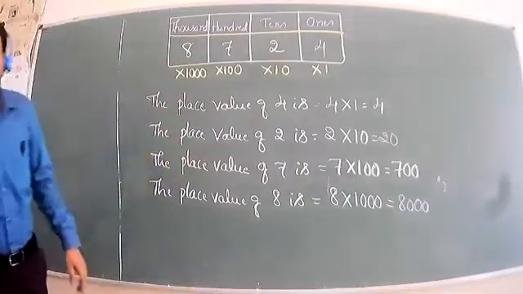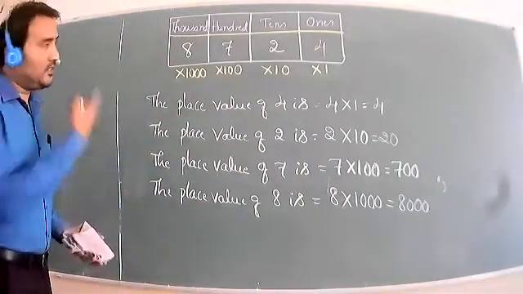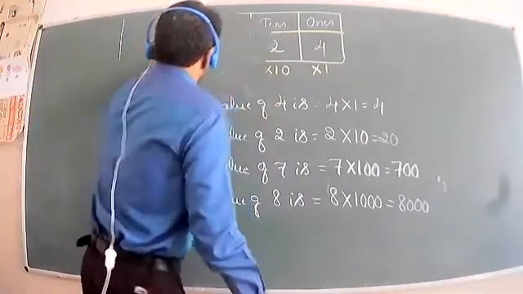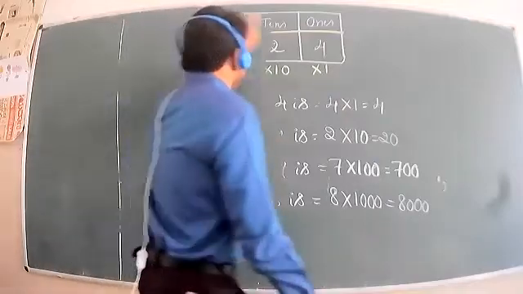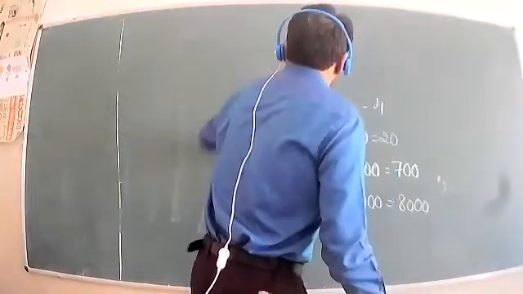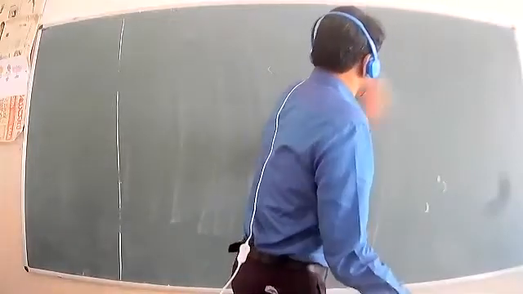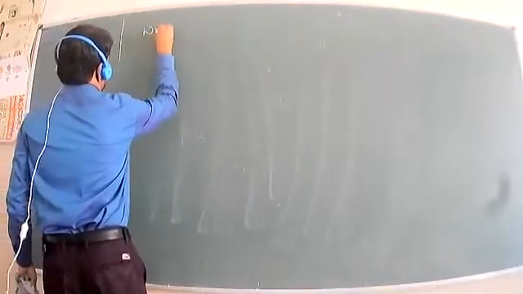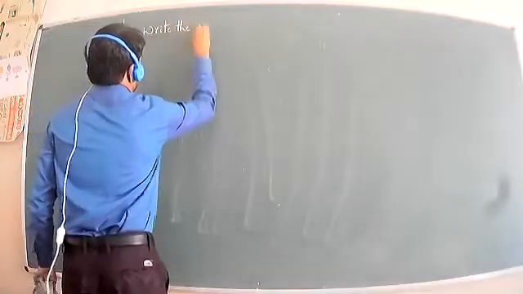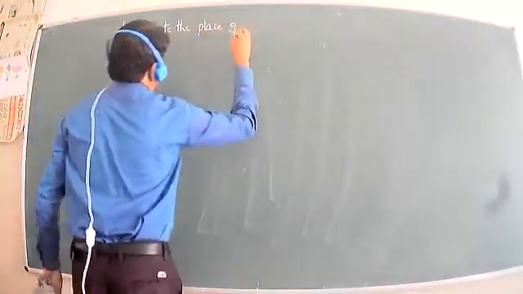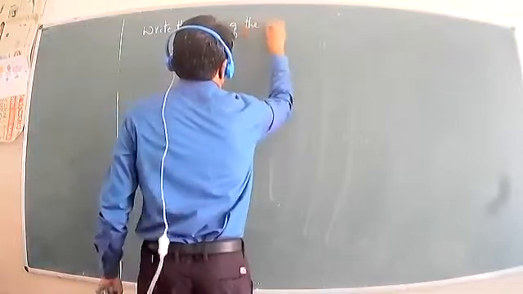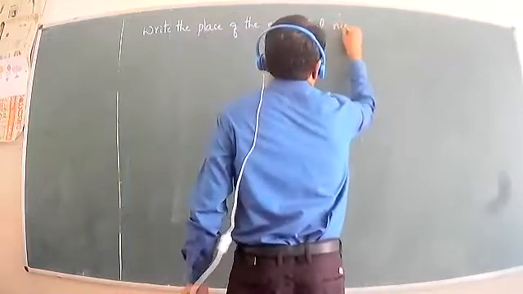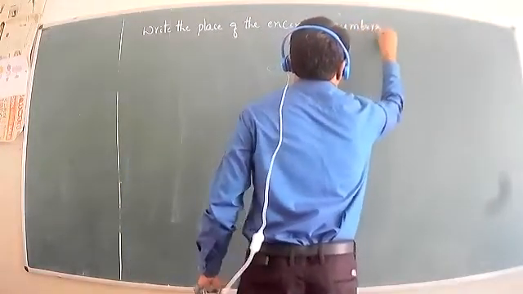I will write the examples. Write these concepts in your classwork. Using this concept, write the place value of the circled numbers. I will show you 3 examples.